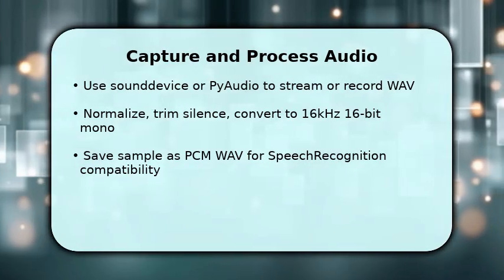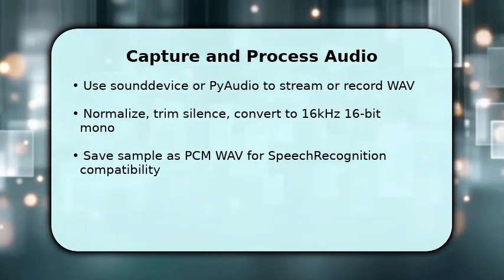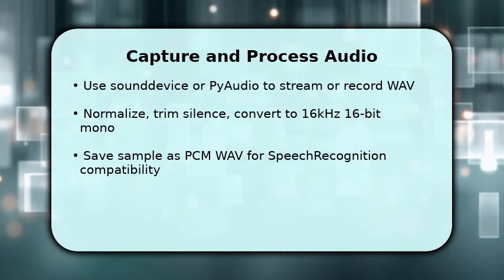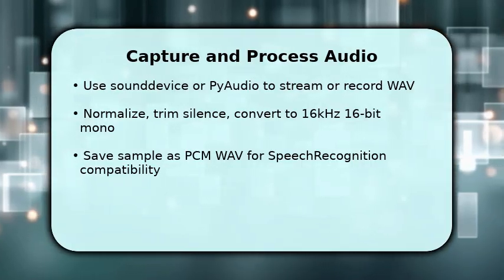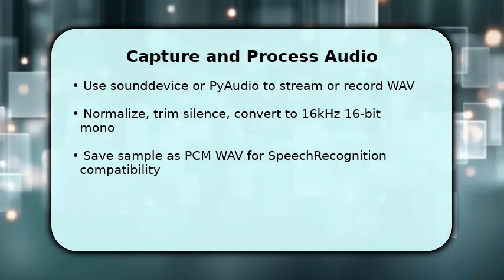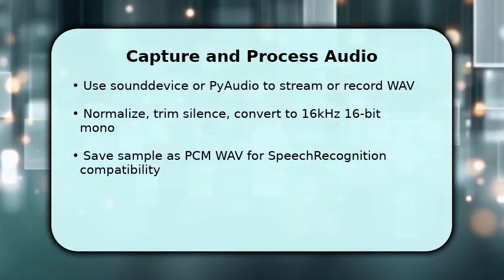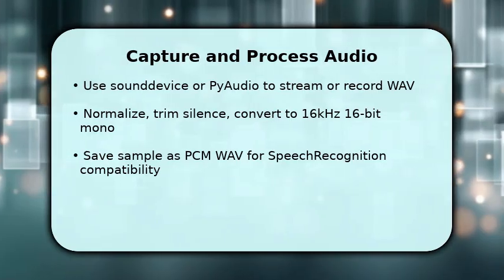Next, write code to capture audio and prepare it for recognition. Stream or record a WAV buffer, then normalize volume and trim leading/trailing silence to reduce noise. Convert the waveform to 16kHz, 16-bit mono PCM, because many recognizers expect that format.